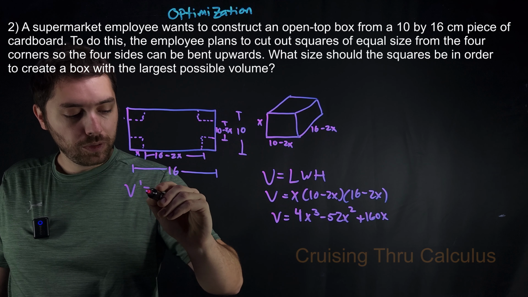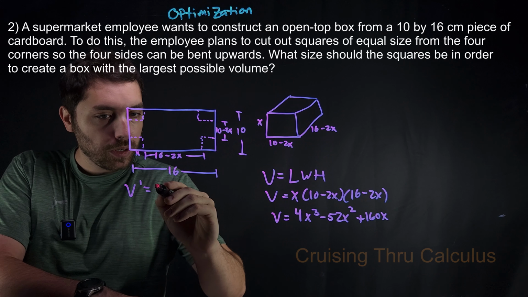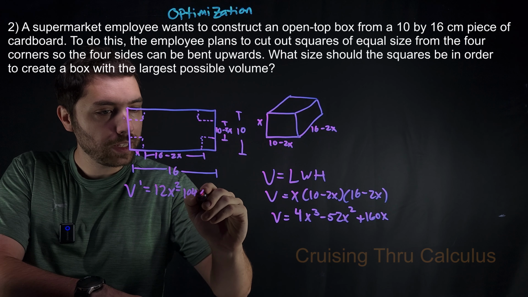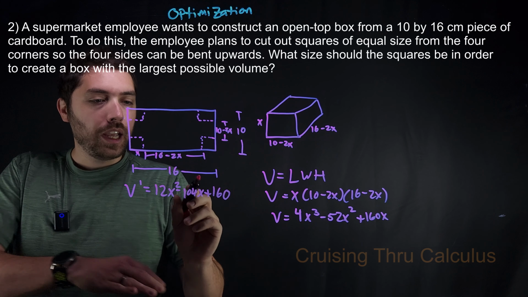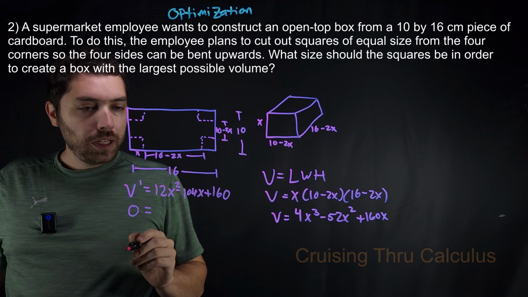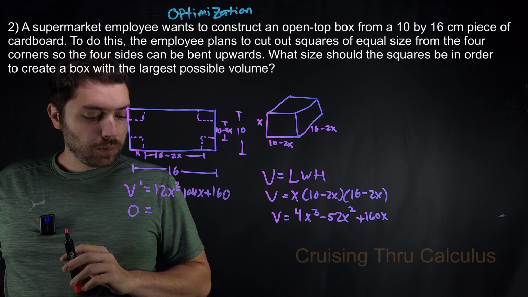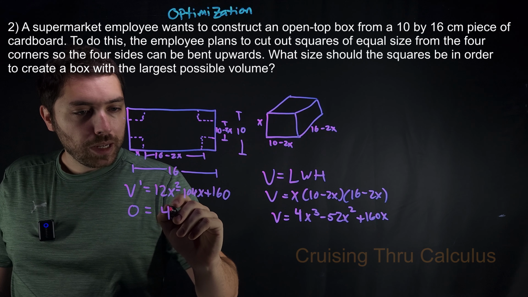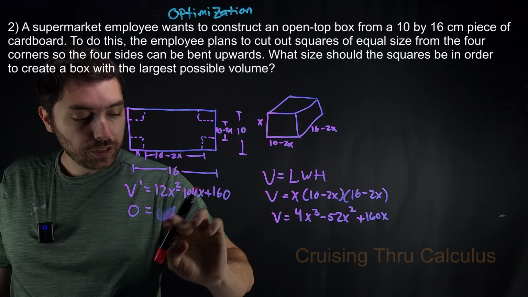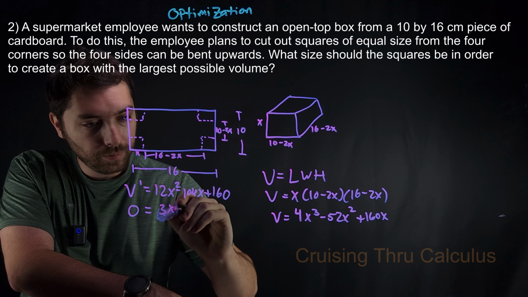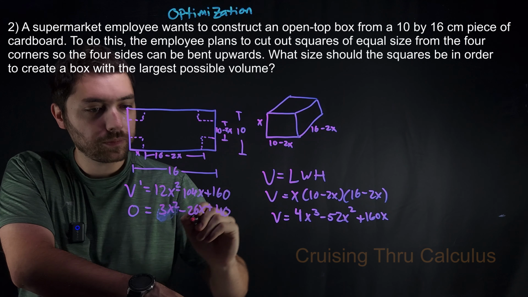So let's go ahead and find our derivative here. This isn't going to be too bad. This is going to be 12x squared minus 104x plus 160, and we're going to set that equal to 0. Now, when we do this, there's something I notice immediately, which is that all of these are actually divisible by 4 here. So let's go ahead and divide both sides by 4. That'll actually give me a 3 here. Let's see here. That is 26, and this one is 40.